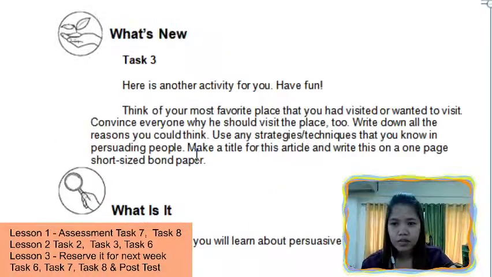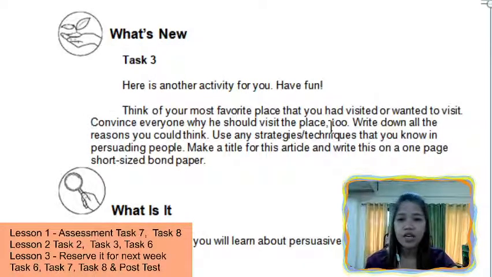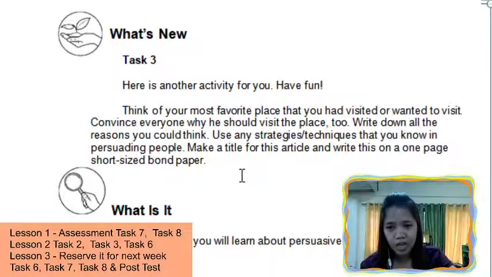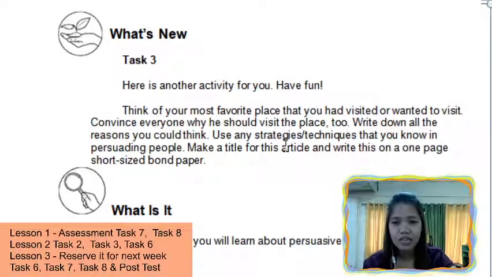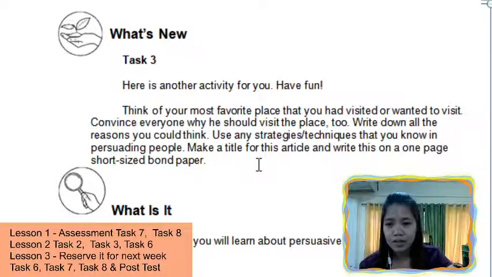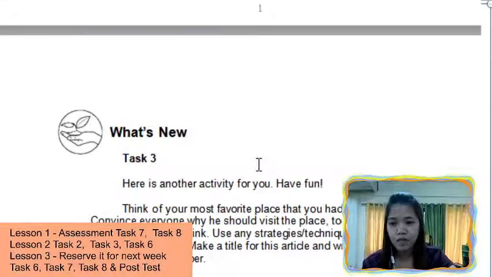Lesson task 3. Think of your most favorite place that you had visited or wanted to visit. Convince everyone why he should visit the place too. Write down all the reasons you could think. Use any strategy or techniques that you know in persuading people. Make a title for this article and write this on a 1-page short sized bond paper. This is for task 3.